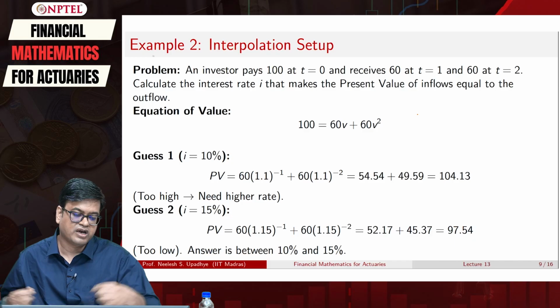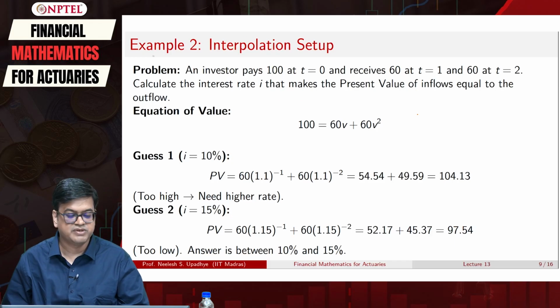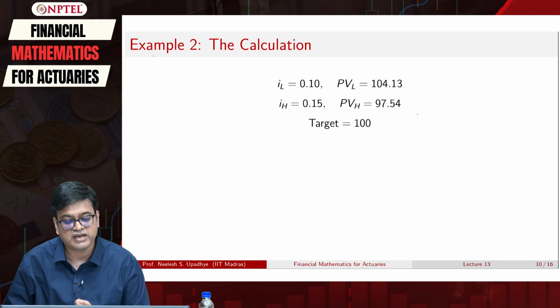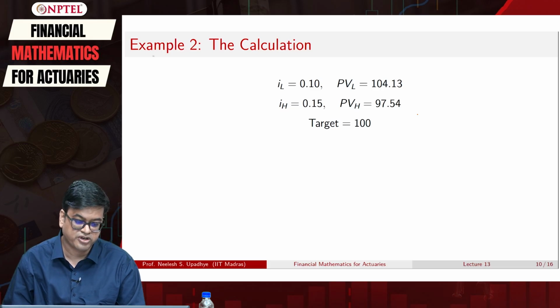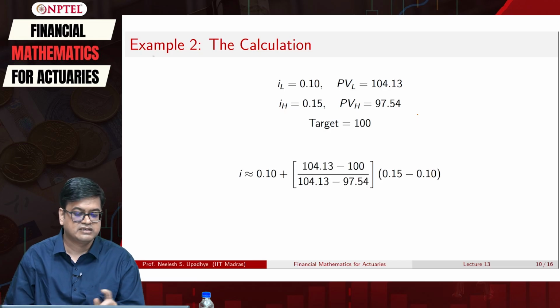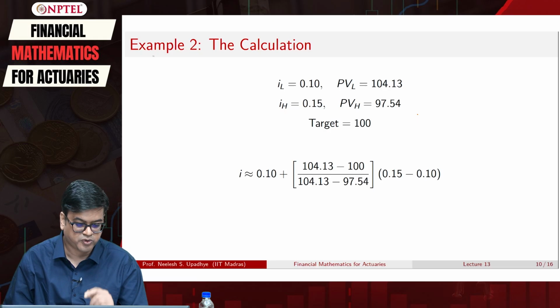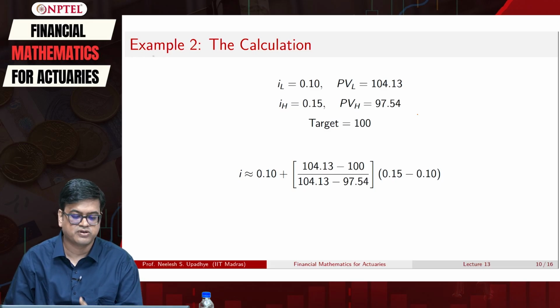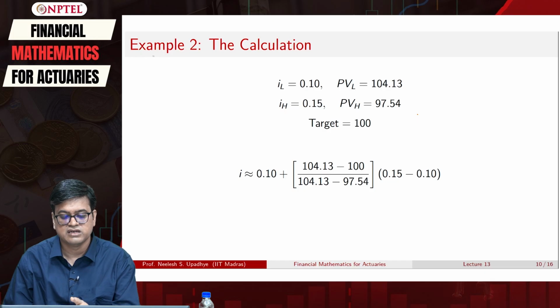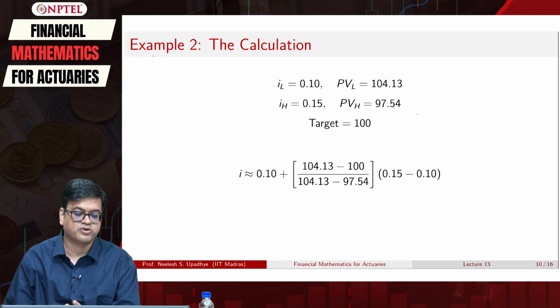So I will plot a straight line between these two. And how will I do that? Using my interpolation formula. Let us list all the variables that are there. IL is 0.10, IH is 0.15, PVL is 104.13, PVH is 97.54, and then the baseline rate, which is 0.1, is given here. 104.13 minus 100 upon 104.13 minus 97.54 equal to the rate minus 0.10 upon 0.15 minus 0.10.